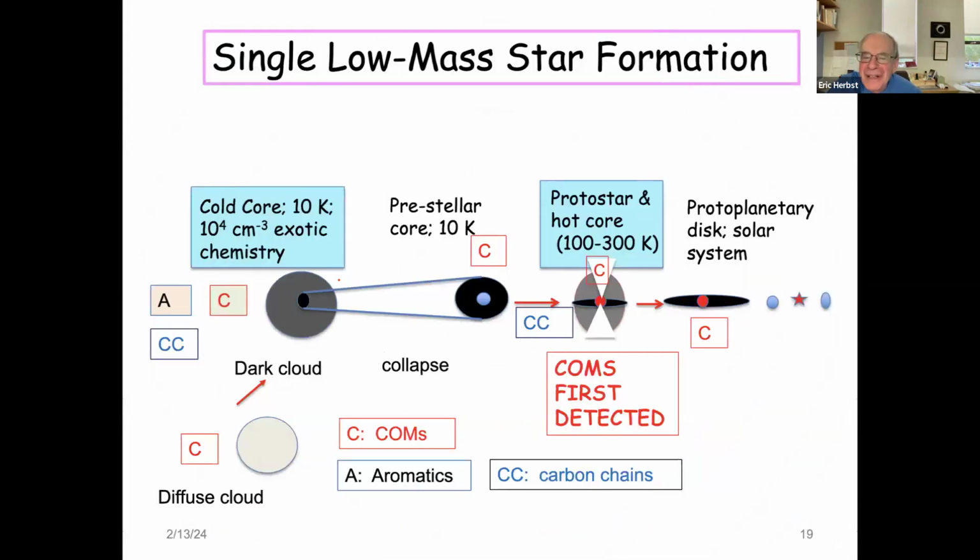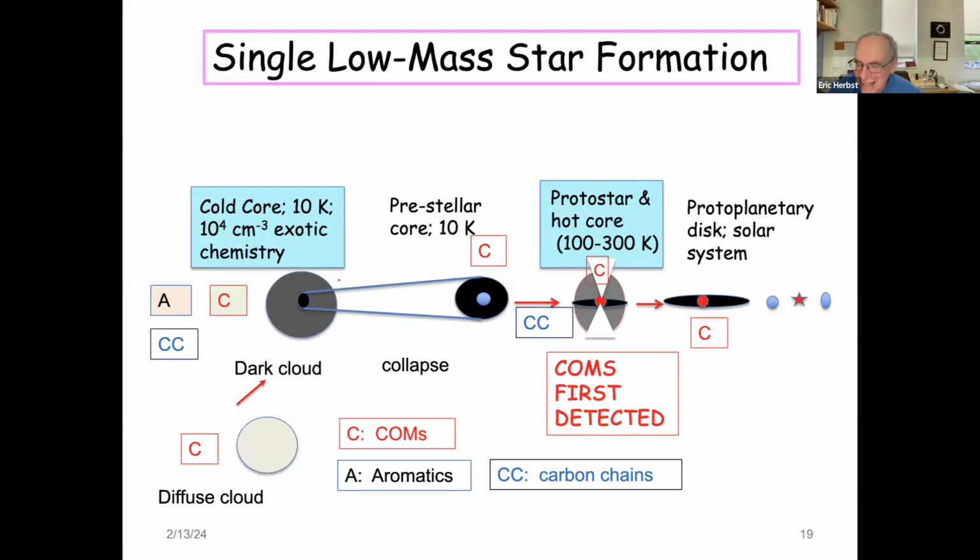Okay, so at first they were all seen in hot regions. Then these COMs started being seen in all the regions, and I've used letters. So CC stands for carbon chain, C stands for COMs, etc. And the point is that now pretty much molecules are all over. It's just a question of what the abundances are in one source compared with another.